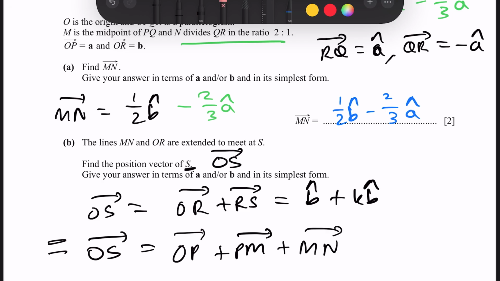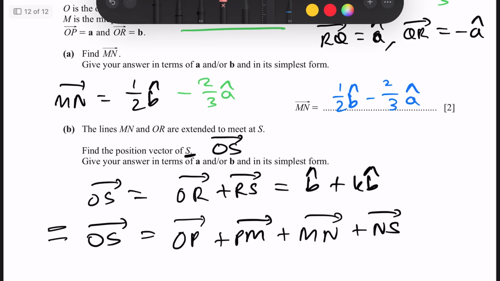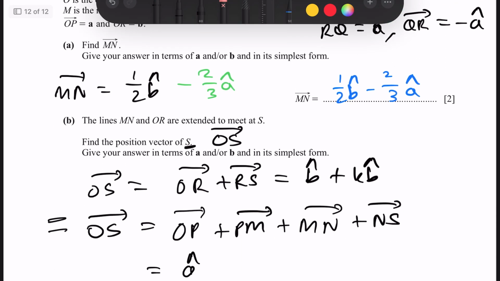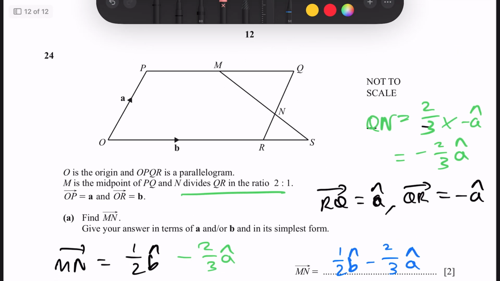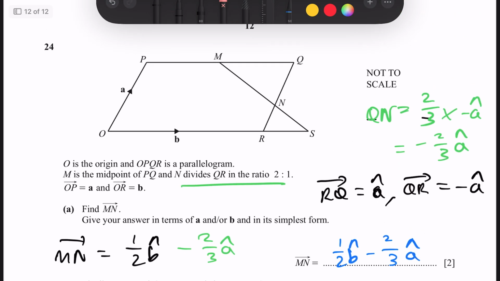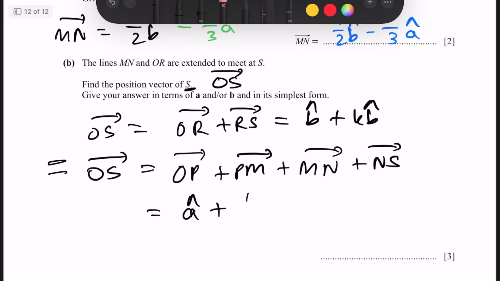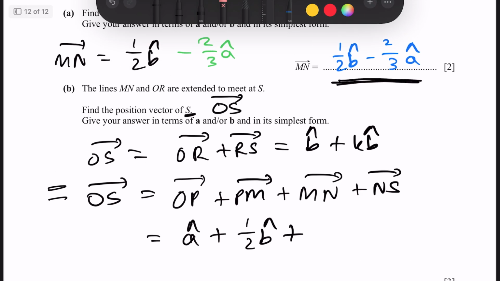MN plus NS. Since OP is equal to A, PM is equal to half B, as I said before. MQ is equal to half B, therefore PM is also equal to half B, since PM is equal to MQ. So half B. MN, as shown in this part, question part A, is equal to half B minus 2 by 3A.